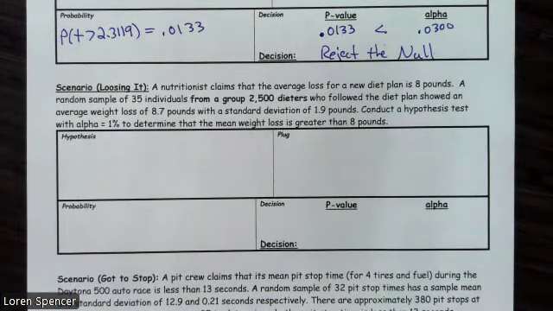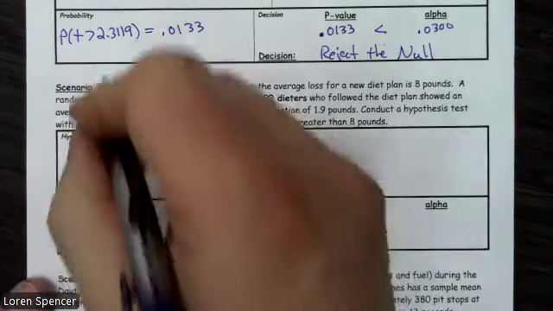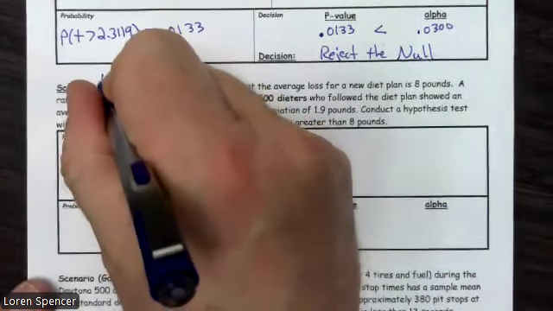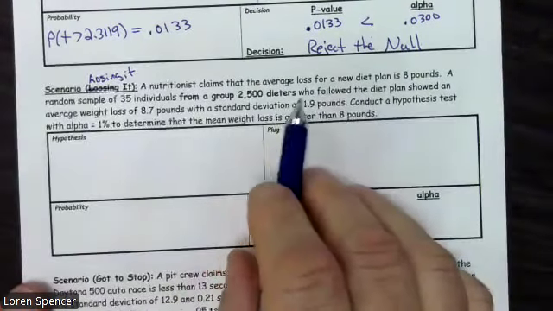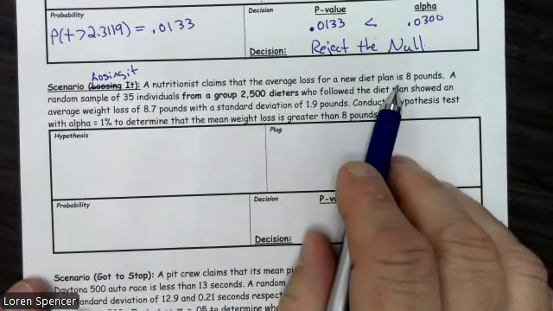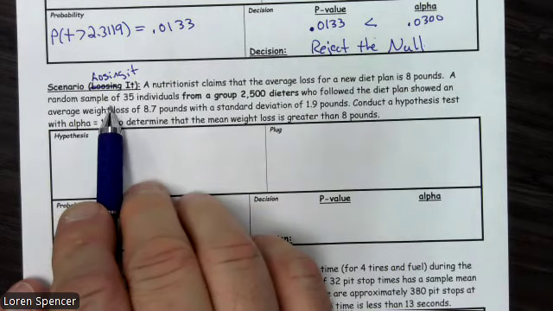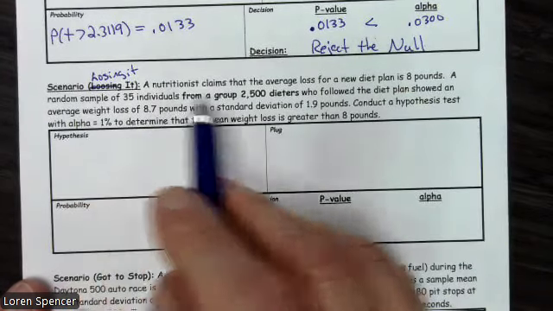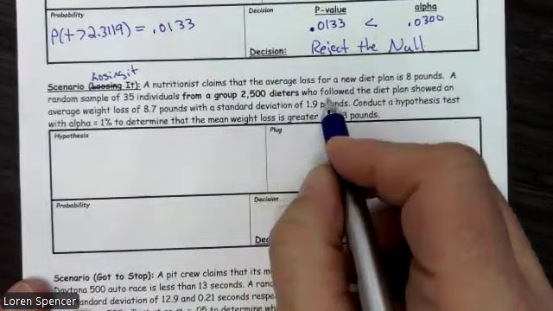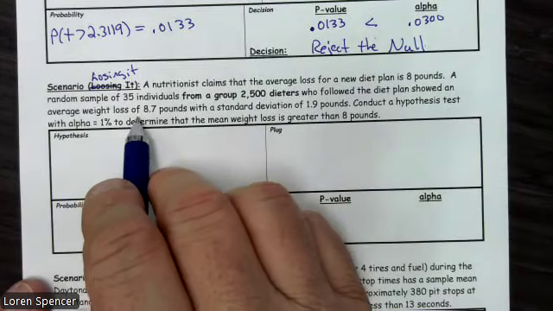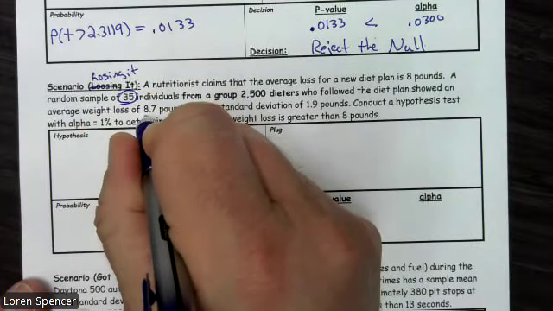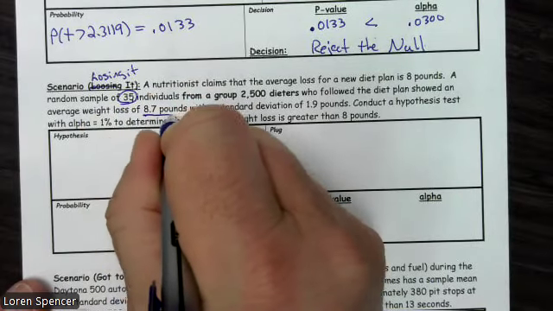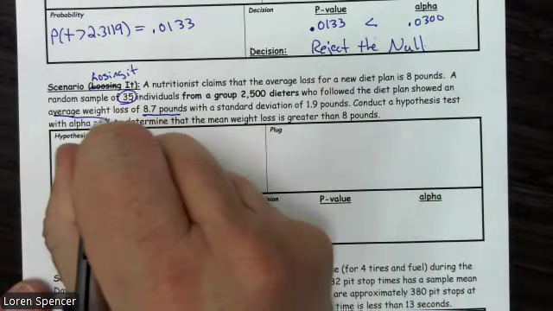Scenario 2, losing it. And that should be, wow, that's horrible. Need to fix that. Losing it. A nutritionist claims that the average loss for a new diet plan is 8 pounds. A random sample of 35 individuals from a group of 2,500 dieters who followed the diet plan showed an average weight loss of 8.7. So here's our sample size of 35. Here's our x bar, and we know it says average.